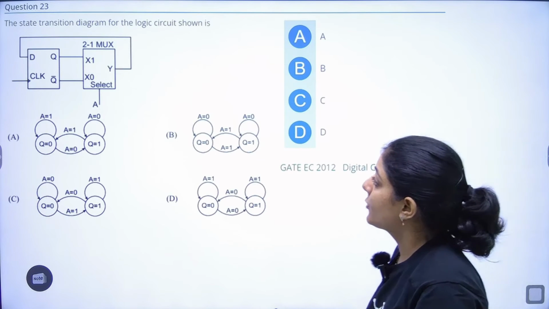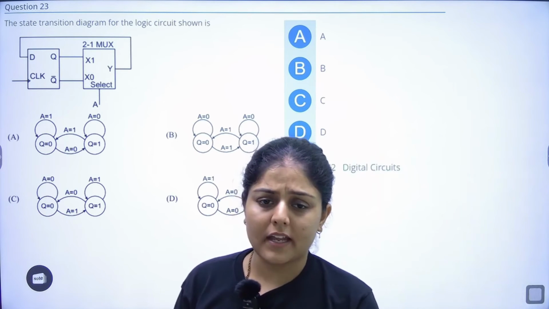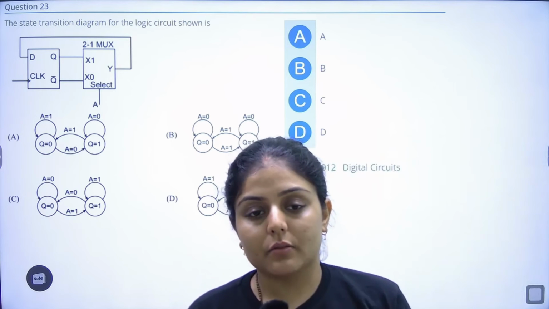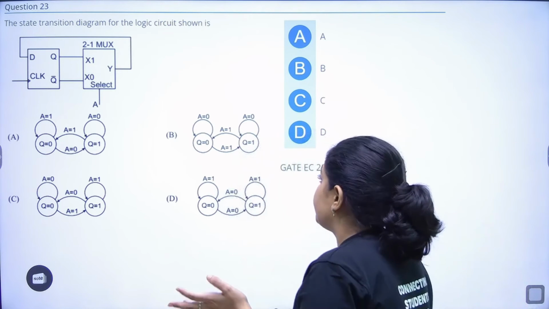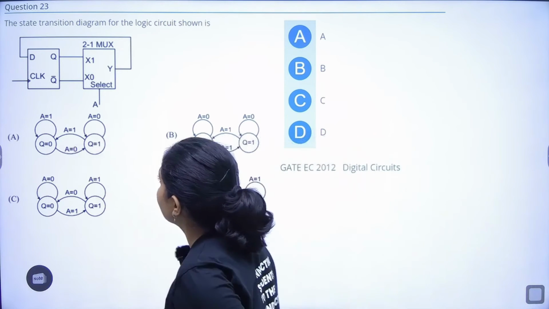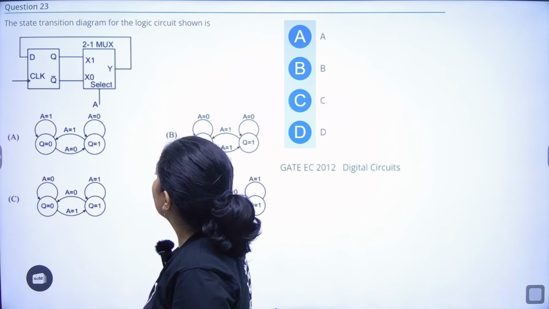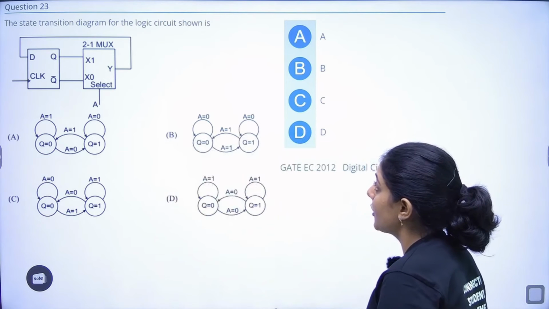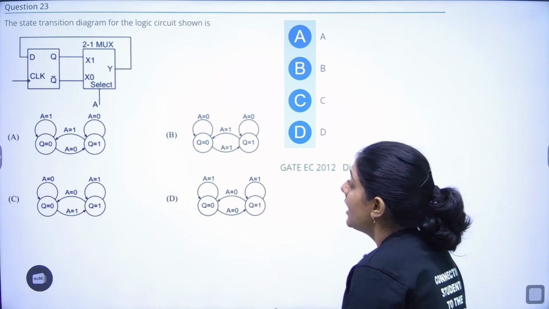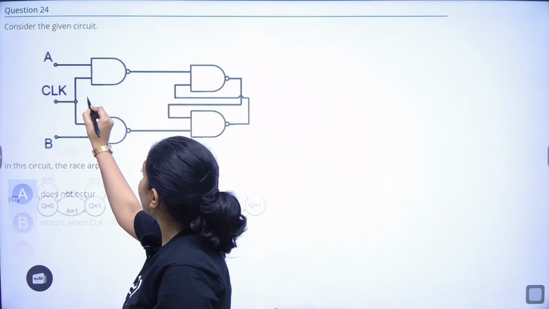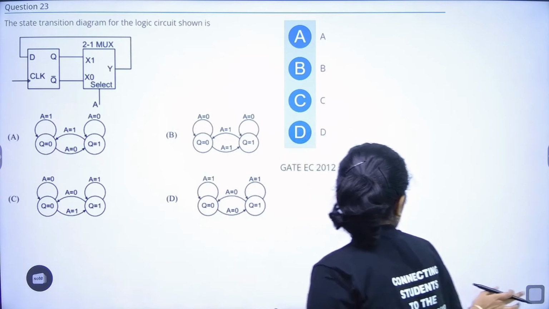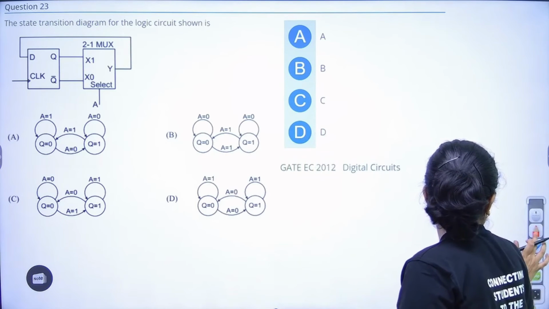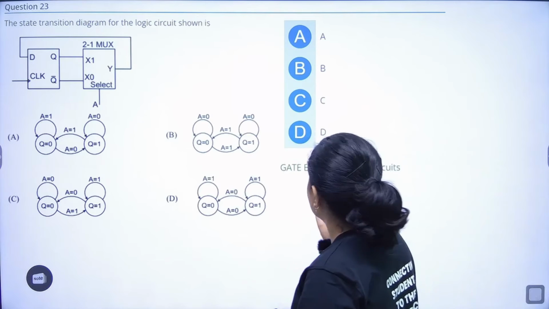Okay, moving on to the next question. So the next question is again on state transition diagrams. So there is a D flip-flop which is connected to a mux, 2x1 mux, and they are asking you to find out the correct logic diagram. So now here A is the select line. A is the select line.